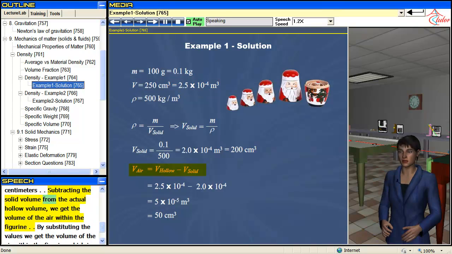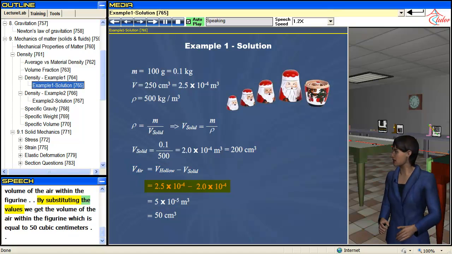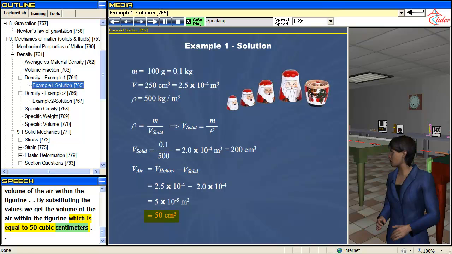Subtracting the solid volume from the actual hollow volume, we get the volume of the air within the figurine. By substituting the values, we get the volume of the air within the figurine, which is equal to 50 cubic centimeters.